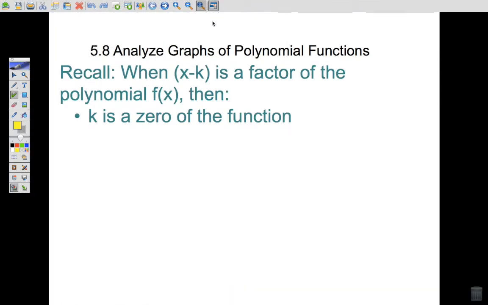Algebra 2, Lesson 5.8, Analyze Graphs of Polynomial Functions. This first page is really a summary of some of the terms and ideas we've done recently.